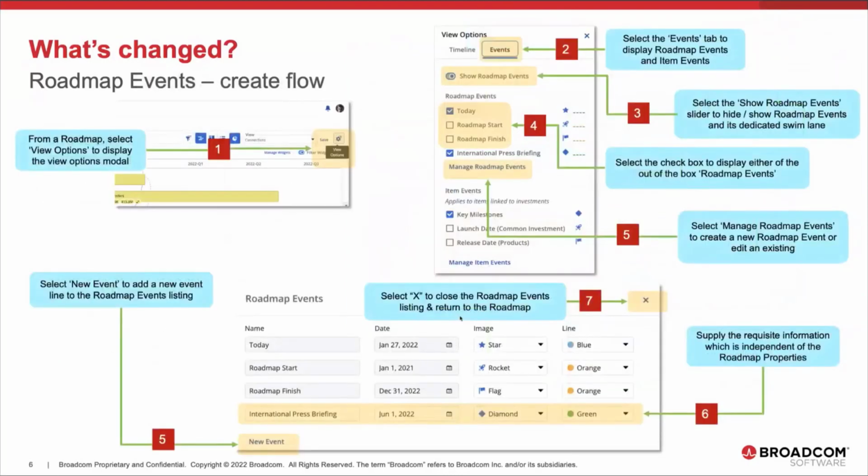Just from a workflow perspective, it's a simple step through to create an event from the timeline itself. Hit view options, bringing up the new section that I showed on the previous slide. Toggling on shows the event swim lane. Checking the box presents the items in the roadmap event swim lane on the timeline itself. If you wish to manage the events, you can come down into this area here, define your new event, supply the requisite information, and then close the box, and you are done.